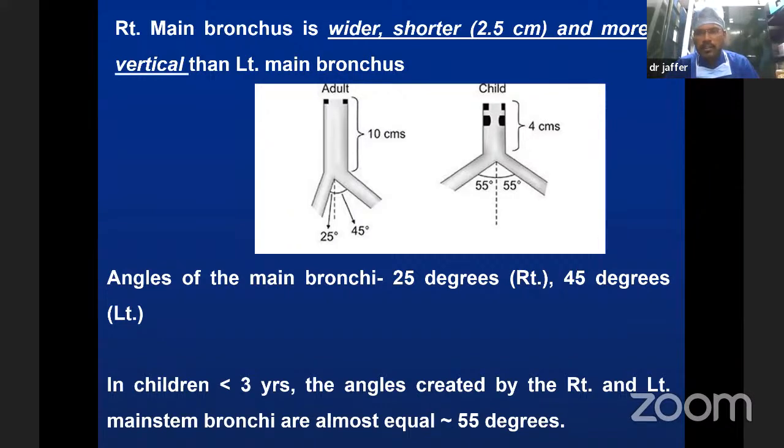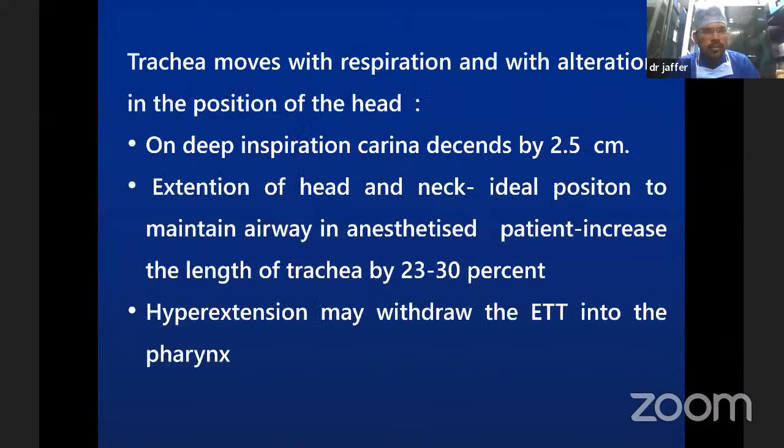But in children, as we see, the angle found by both the bronchi, I mean, stem bronchi are almost equal, that is 55 degrees. So there are 50% chances that the tube can enter into the right and 50% chances that it can enter into the left. So that is the significance of knowing this then.